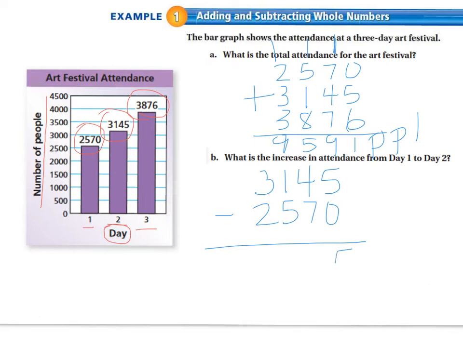Subtracting 5 minus 0 is 5. 4 minus 7, I need to break that 100 into 10 groups of 10, giving me 14 tens minus 7 tens, or 7 tens left. Now I have 0 hundreds minus 5 hundreds, so I need to take 1,000 and break it into 10 hundreds. 10 hundreds minus 5 hundreds is 5 hundreds, and 2 minus 2 is 0. So the increase in attendance from day 1 to day 2 is 575 people.